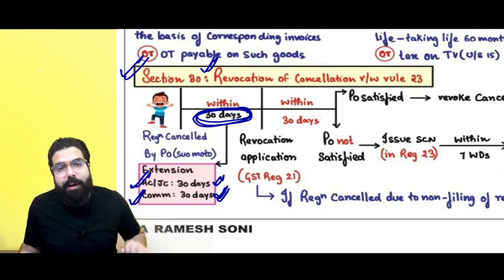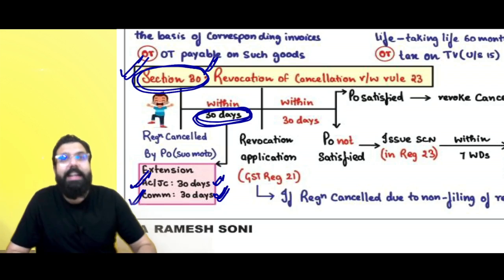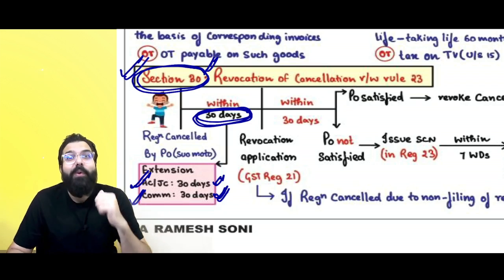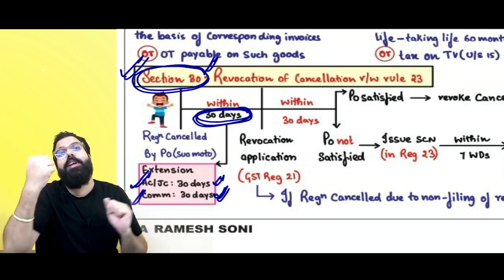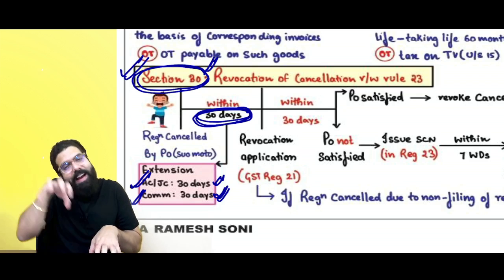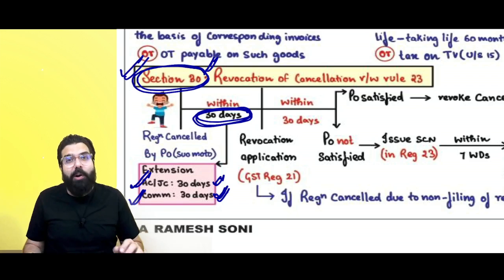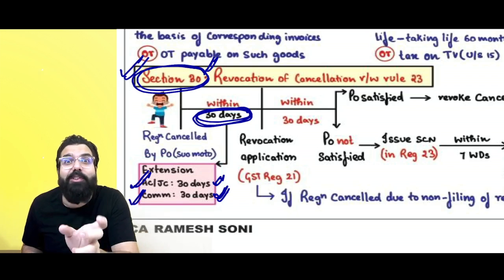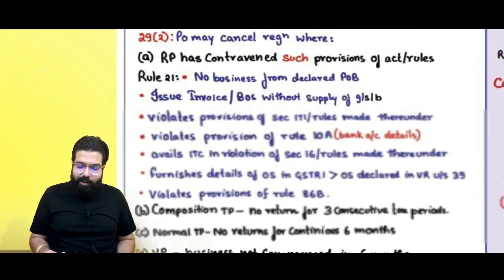Now, this amendment was done in section number 30. But section number 30 is read with rule number 23. Rule number 23 says you have to apply for revocation within 30 days. Means the changes which they made in section number 30 had to be incorporated in rule number 23, but they forgot to incorporate in rule number 23, because rule number 23 tells you how to apply for revocation. Simple amendment in rule number 23.